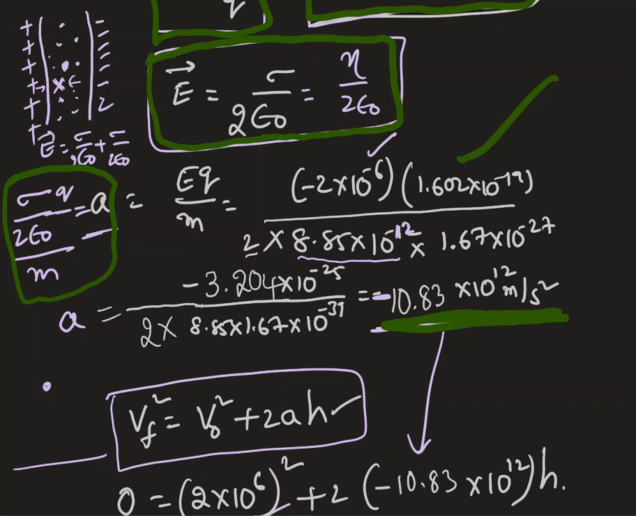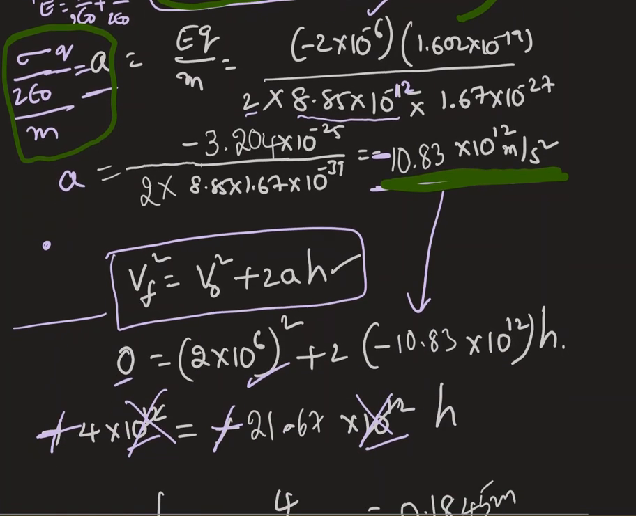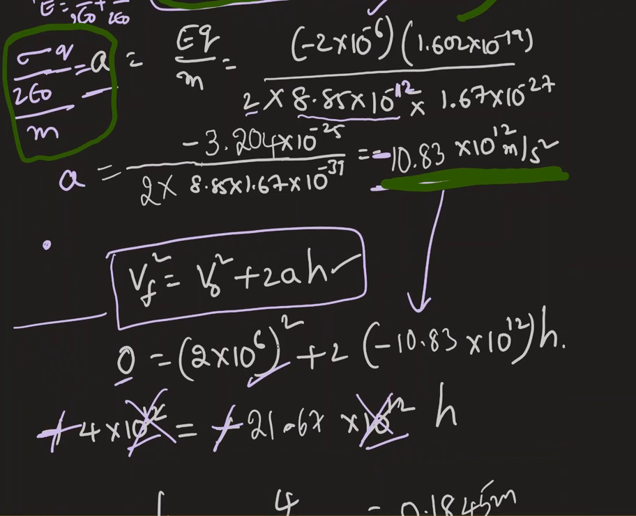Final velocity is 0 and initial velocity we know, 2 times 10 to the power of 6, whole square, plus 2 a, the acceleration we just found, and h. Okay, so here if I move this to the other side, my apology, too many lines.